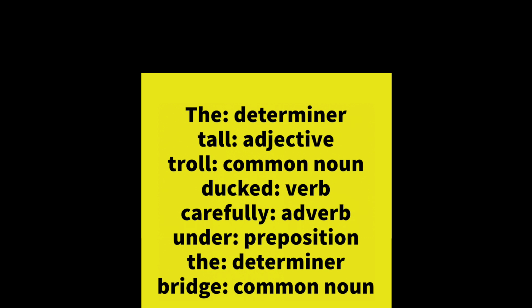I think it's really important at this point to note that the first the in this sentence is still a determiner, even though in between it and the common noun of troll you've got the word tall. Because tall is attached to the noun, it's describing the noun, the is still the word that's coming before that noun phrase, so it's still a determiner.